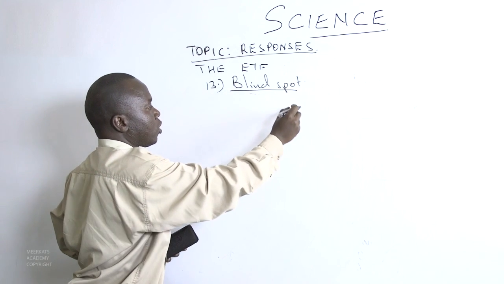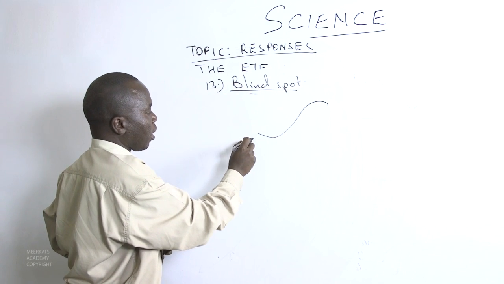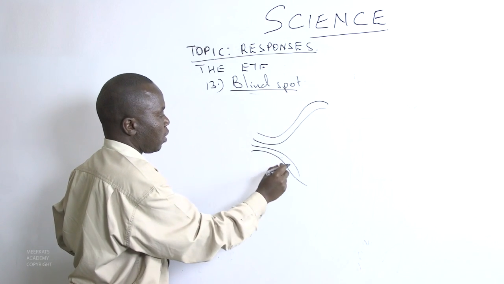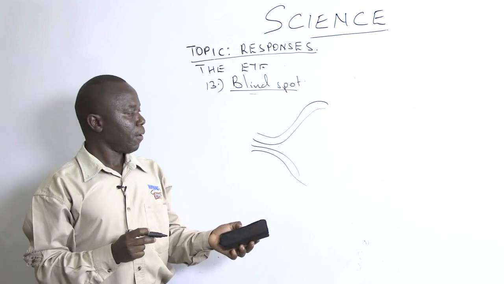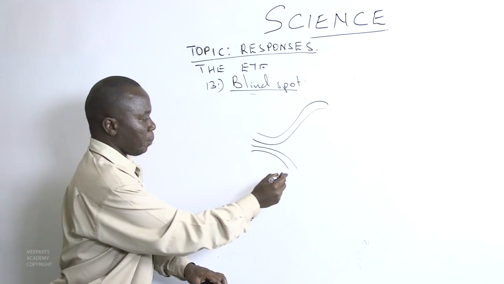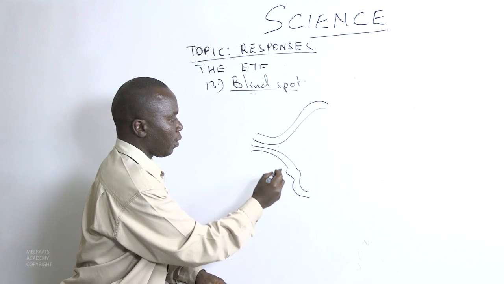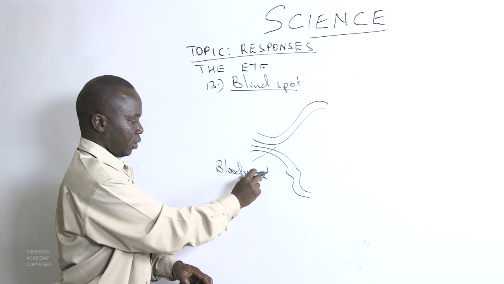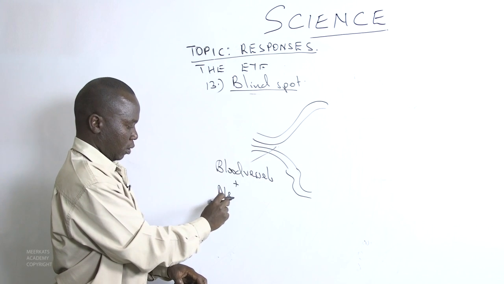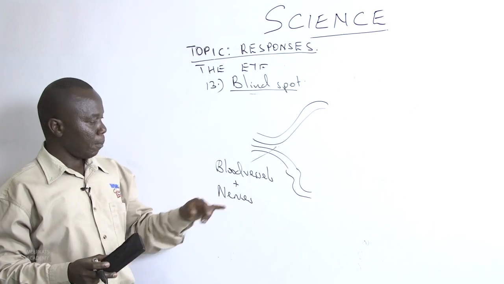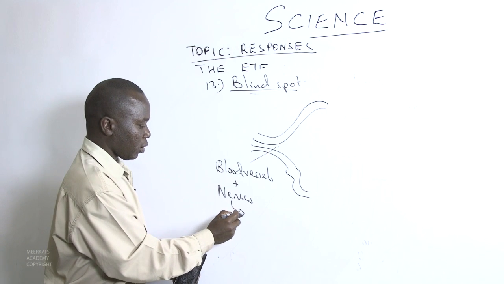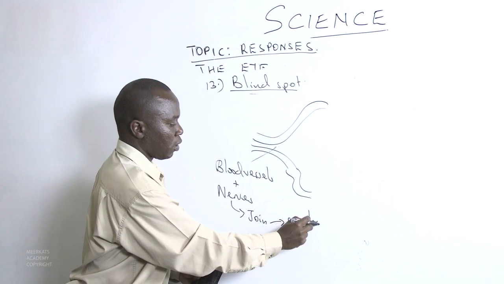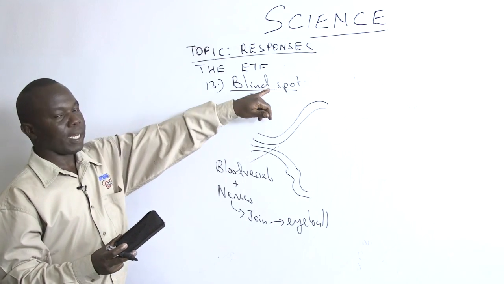Blind spot. Now there is a region on our eyeball, the point where blood vessels and nerves join the eyeball. So that point is called the blind spot.